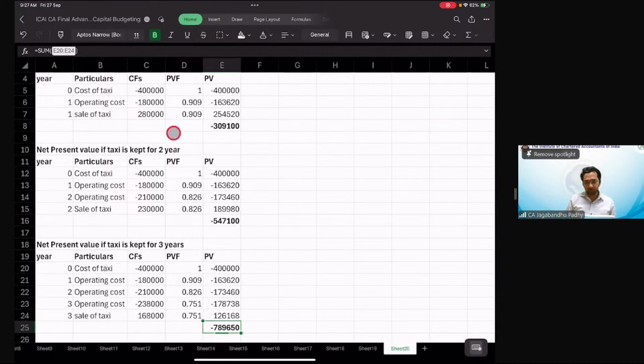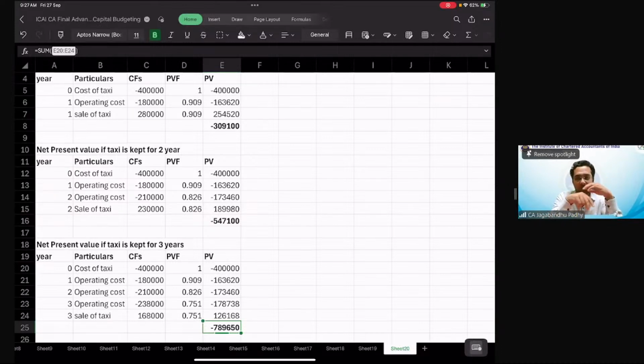Now, based on this, can you tell me what should be the replacement cycle? Should I replace the taxi every year? Should I replace the taxi every 2 years? Or should I replace the taxi every 3 years? Can you decide based on these NPV numbers? Can we decide based on these NPV numbers? Yes or no? And if no, why?